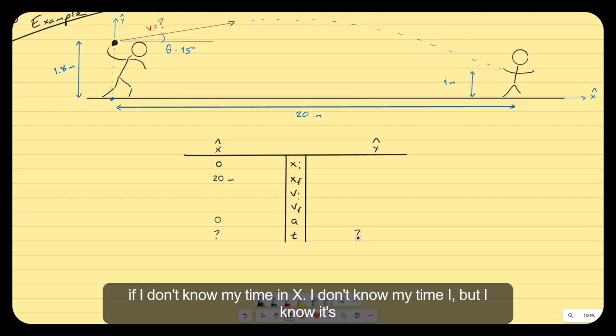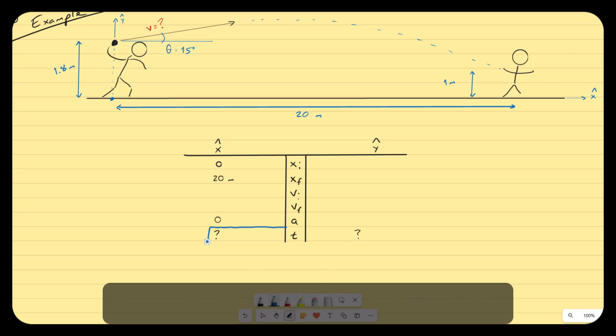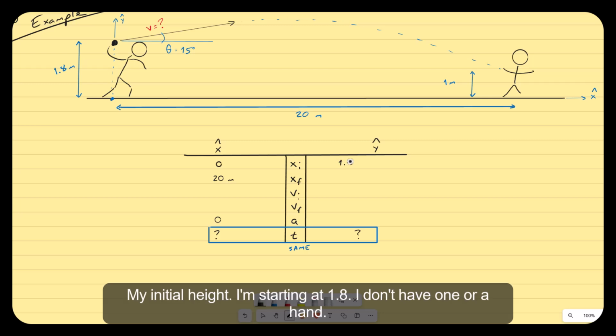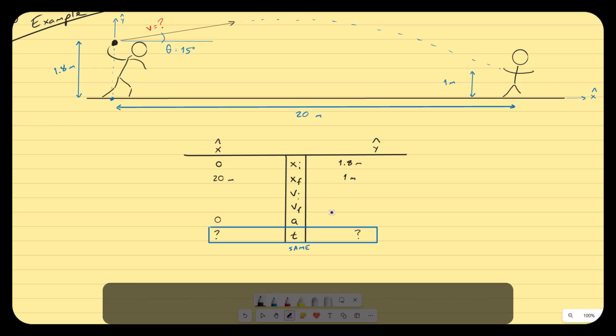If I don't know my time in X, I don't know my time in Y, but I do know that these two are going to be the same value as each other. That's my tied together concept for projectile motion. My initial height, I'm starting at 1.8 meters. I'm ending at 1 meter. And my acceleration is going to be -10 meters per second squared.